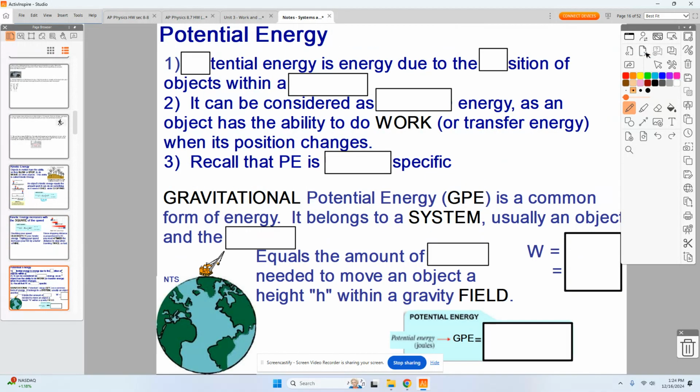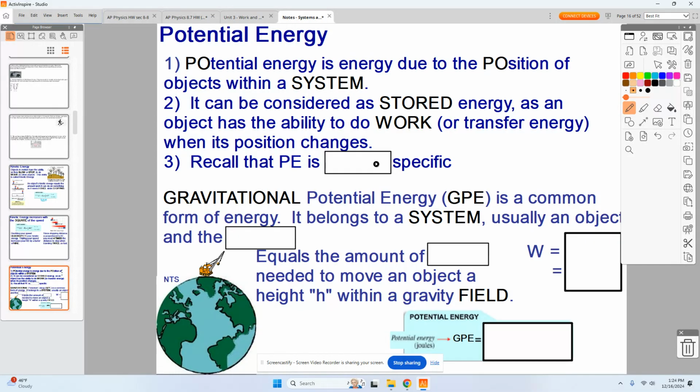All right. Now, some other things you've got to look at. The homework that you guys have associated with this is just using these models. I like to call it potential energy due to position. It has to do with objects that are part of a system of things. Whereas kinetic energy belongs to an object alone, potential energy belongs to a system of objects. We have to have multiple things that are part of the system in order for me to have potential energy. It can be considered stored, and the reason we think of it as stored is that it has the ability to do work or transfer energy when its position changes.